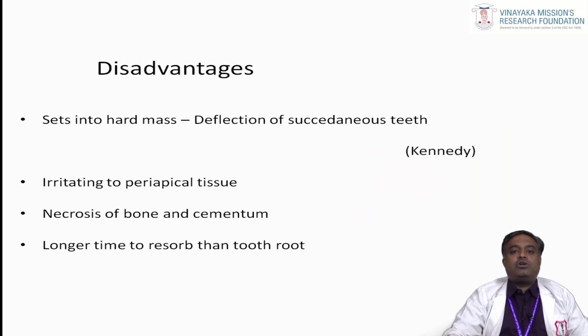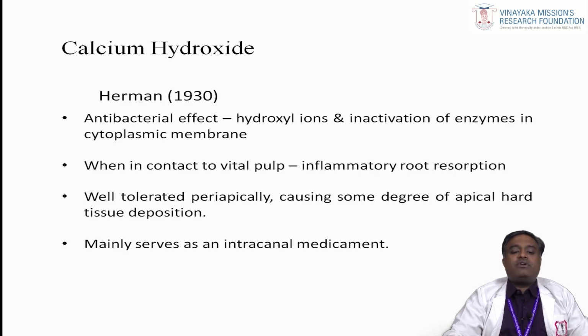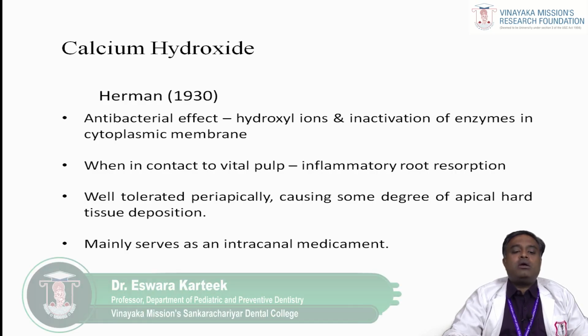Disadvantages of this zinc oxide eugenol obturating material: it sets into a hard mass. There are chances of deflection of the succedaneous tooth if the obturating material goes beyond the apex, after that it sets into a hard mass. One more disadvantage is that it is irritating to the periapical tissues, causes necrosis of the bone and cementum, and takes a longer time to resorb than the tooth root.